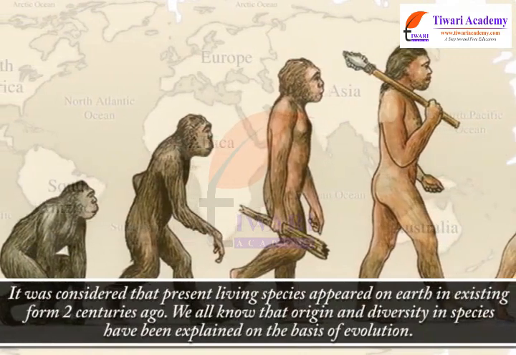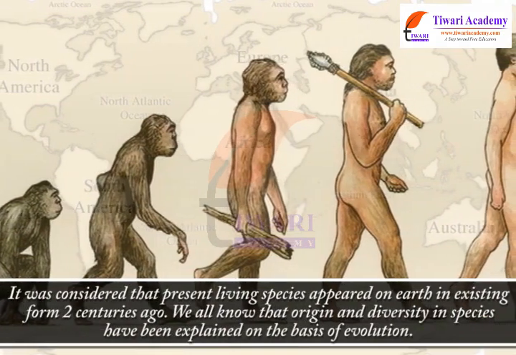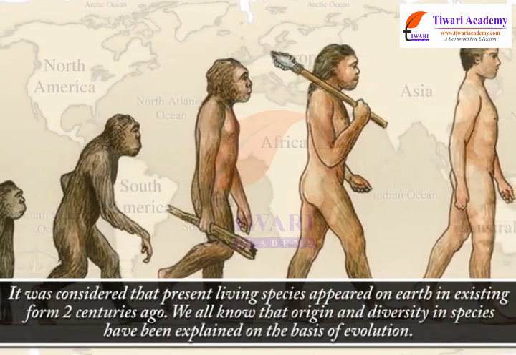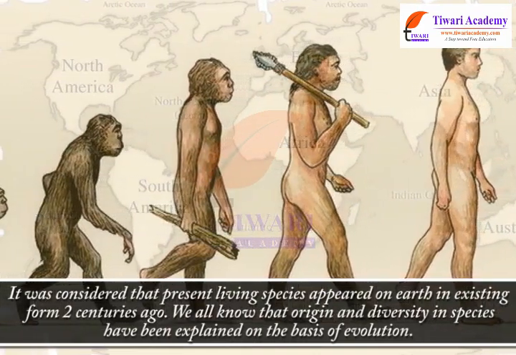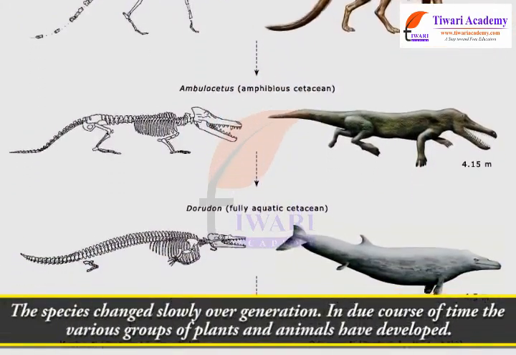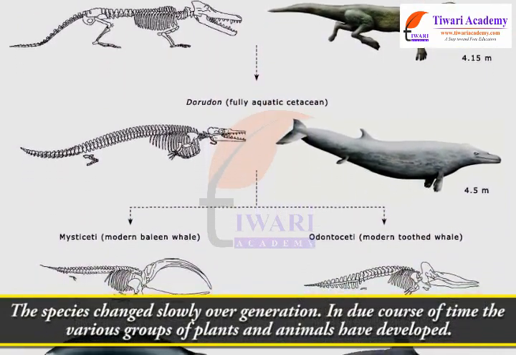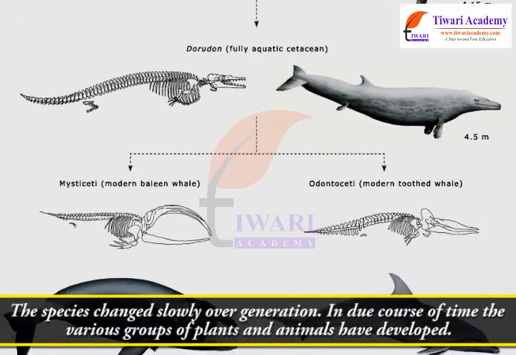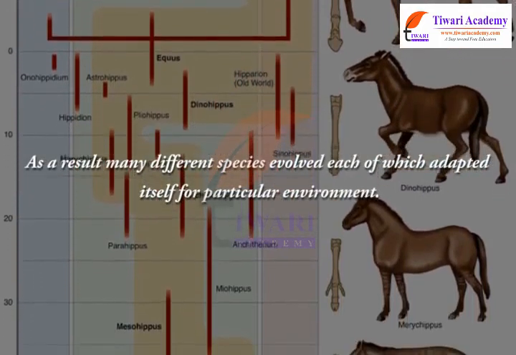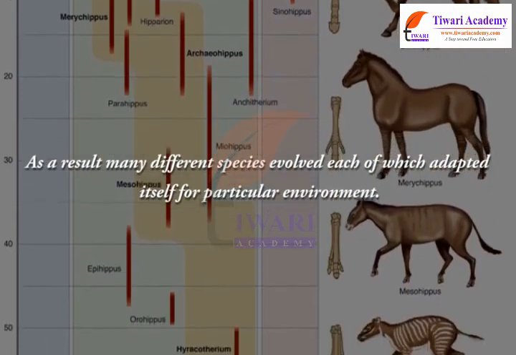It was considered that present living species appeared on Earth in existing form 2 centuries ago. We all know that origin and diversity in species have been explained on the basis of evolution. The species changed slowly over generation. In due course of time, the various groups of plants and animals have developed. As a result, many different species evolved, each of which adapted itself for particular environment.